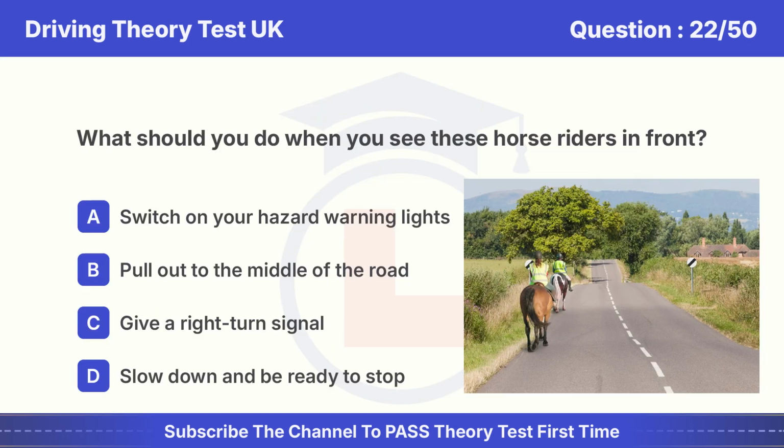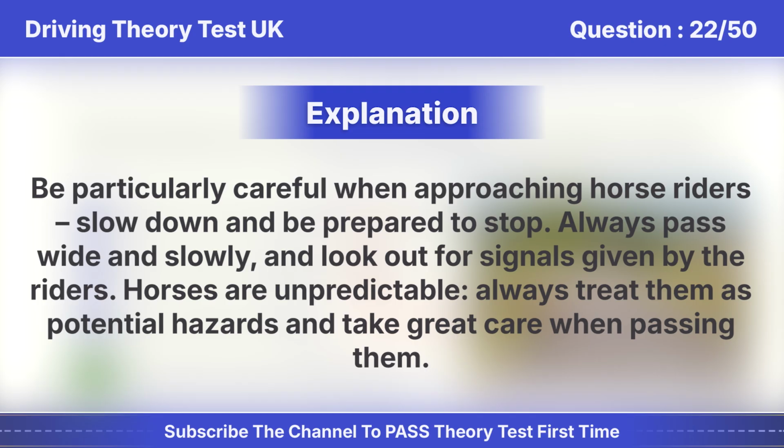Question 22. What should you do when you see these horse riders in front? Answer is D. Slow down and be ready to stop. Be particularly careful when approaching horse riders. Slow down and be prepared to stop. Always pass wide and slowly, and look out for signals given by the riders. Horses are unpredictable. Always treat them as potential hazards and take great care when passing them.